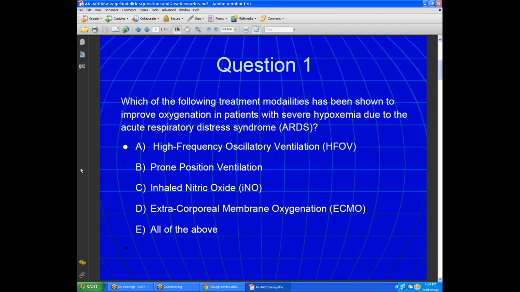So anyhow, anything else? Other stuff that we've missed? Salvage modalities. There's got to be other salvage modalities. ARDS. That's it? Yeah. Airway pressure release ventilation, which we talked about sort of as a salvage modality, or bi-level ventilation. They're very similar.